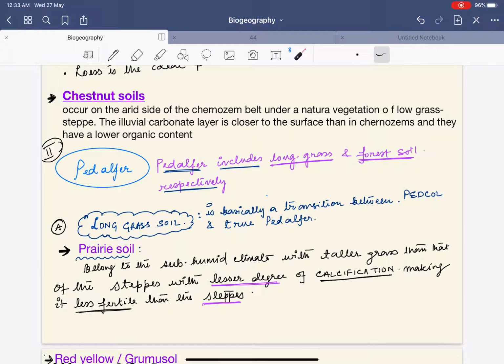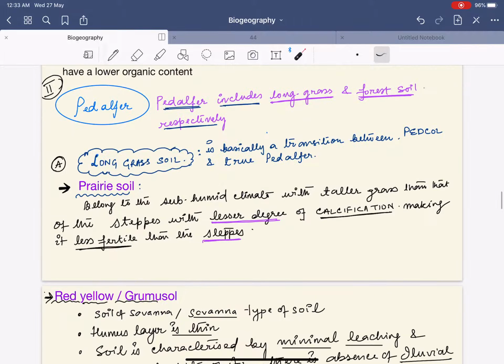Next, we have your pedalfer soil. The pedalfer includes your long grass soil and the forest soil respectively. Now within this we have the long grass soil. The long grass soil is basically a transition between the true pedocal and the true pedalfer.